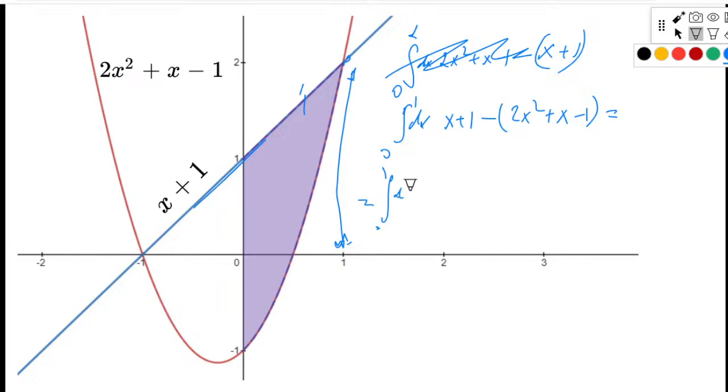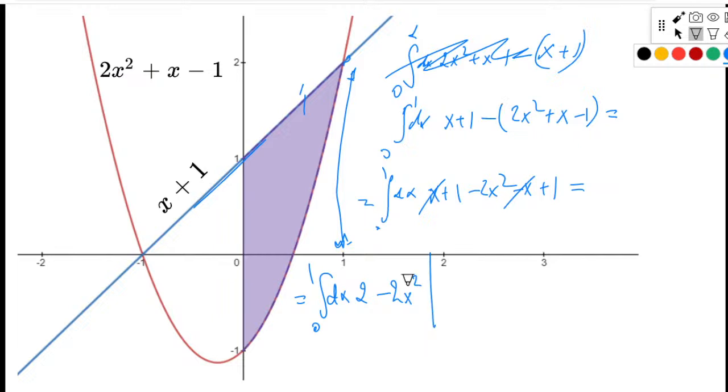This is 1 x minus 2x squared minus x, 0 to 1, x and 2 minus 2x squared. So now we need to write it the way it should be. So it would be 2x minus 2x cubed divided by 3. Now we know the boundaries 0 and 1.